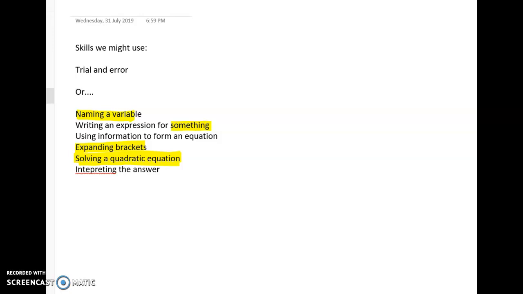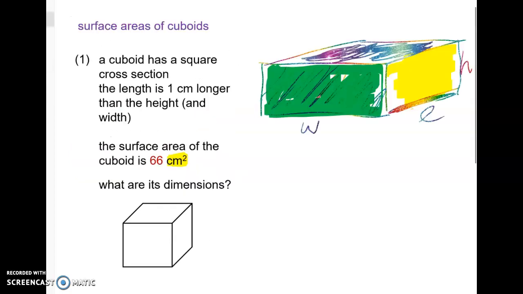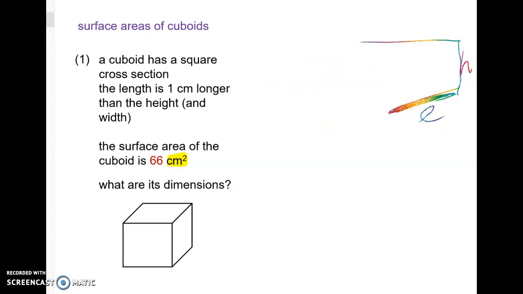And there's the first typo in the video. That should say interpreting the answer. So let's go back to question 1. Oops, that's question 4. So they get harder. There are 4 of them. They're all a bit the same in structure and a little bit different.